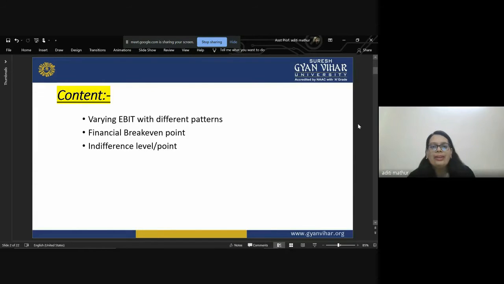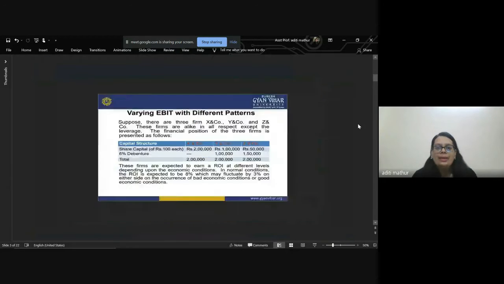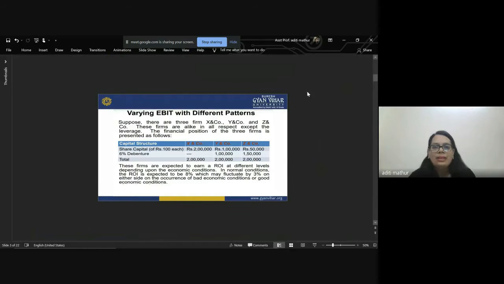So let's start with our first topic, that is calculation of the EBIT under different situations or different patterns. So let us just understand this topic by solving a question. As and when we solve the question, you will understand what this topic is all about. And it will be a quick recap on how to calculate EBIT. So before we begin, let us have a quick recap on the formulas which we have discussed in our previous video.